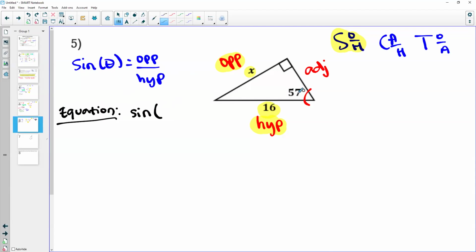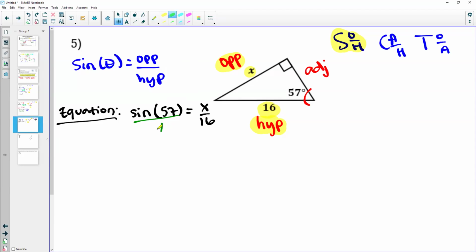Angle of perspective is 57. So we have sine of 57 is equal to, now we're looking at opposite over hypotenuse. Opposite over hypotenuse would be x over 16. There's our setup. Now, if I want to solve for x, remember that we put the left-hand side of the equation over 1, and we just cross multiply.